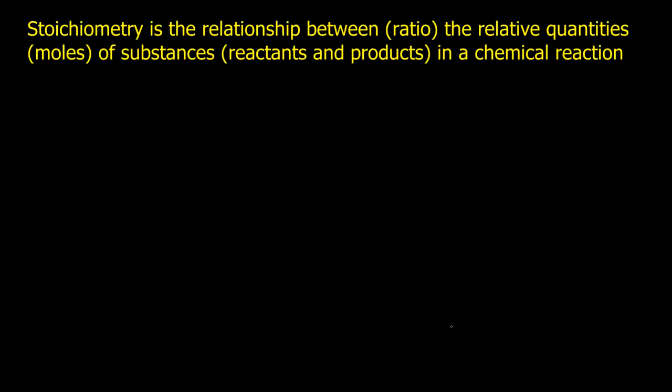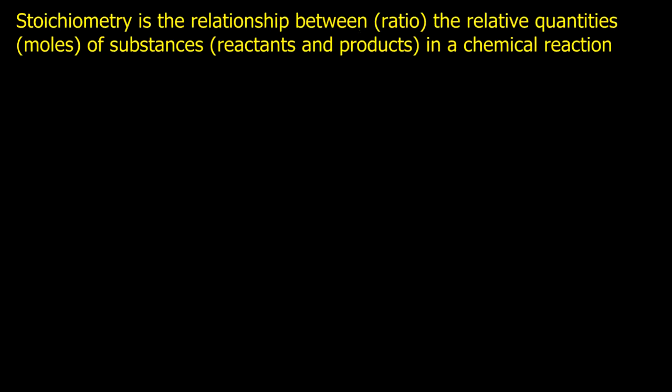Now, what is stoichiometry? Well, it's the relationship between the relative quantities of substances in a chemical reaction. So what exactly does that mean? The relationship is going to be your ratio. Now, if you remember from balancing equations, we added some coefficients to make everything even so we could follow the law of conservation of mass. Well, stoichiometry uses that. Those balanced equations are going to give you this ratio.